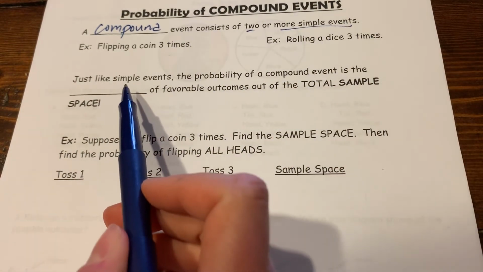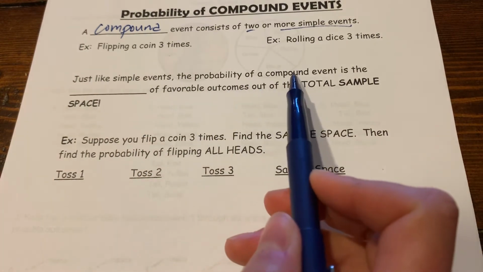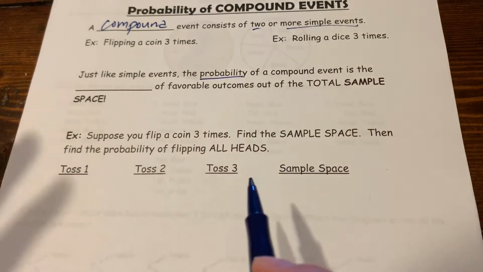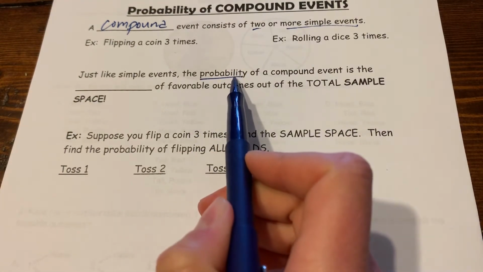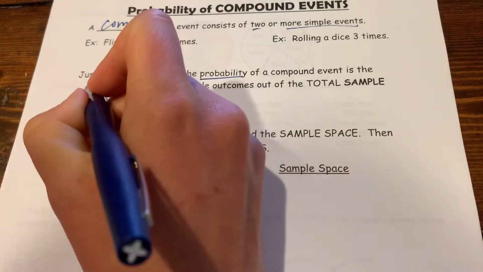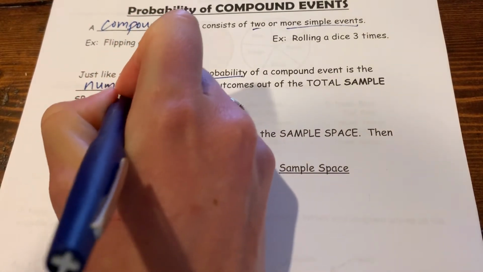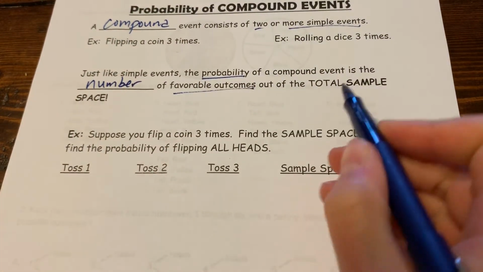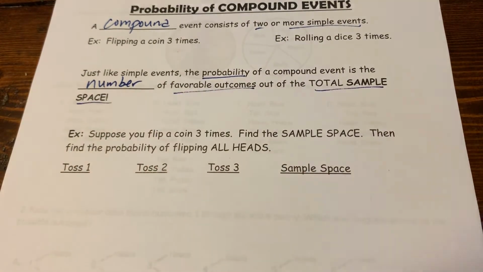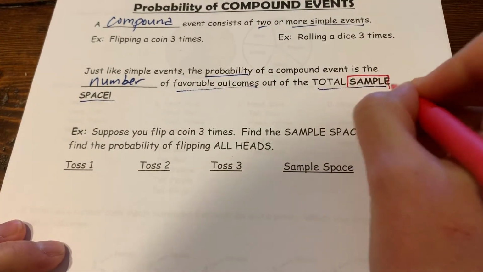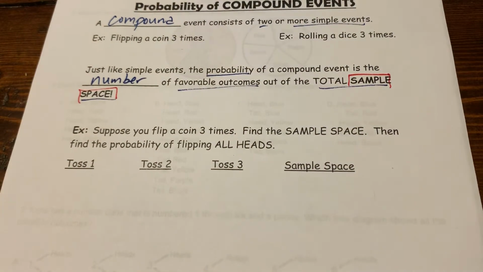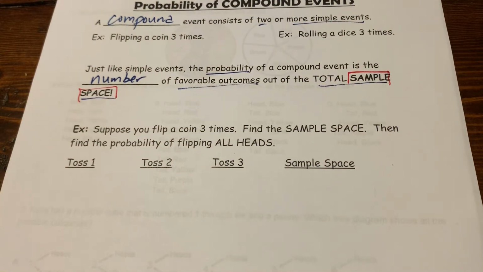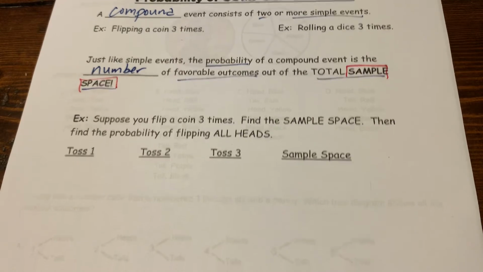So just like simple events, the probability of a compound event, so probability in general, it's a lot of fraction work. It's the number of desired outcomes out of the total sample space. So it's the number of favorable outcomes out of the total sample space. So this is where we're going to have to create the sample space to see what all of the options are. So this is where the tree diagrams, I think, come in handy.